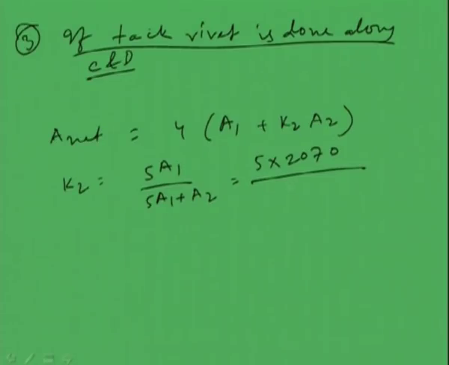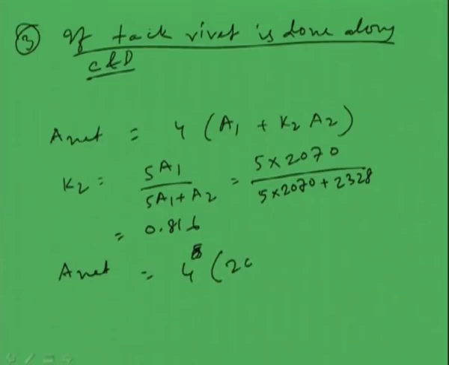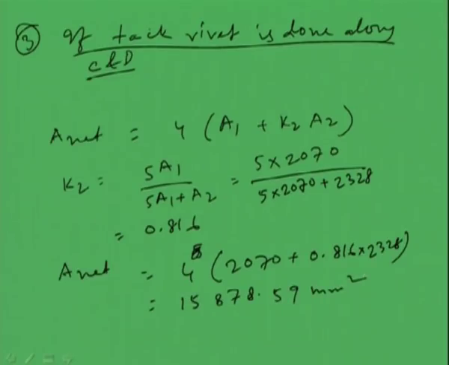So 5 into 2070 plus 2328. This is becoming 0.816. Thus, the net area will become 4 into 2070 plus K2, which is 0.816, into A2. A2 is 2328. From this we can find out the net area as 15878.59 millimeter square.